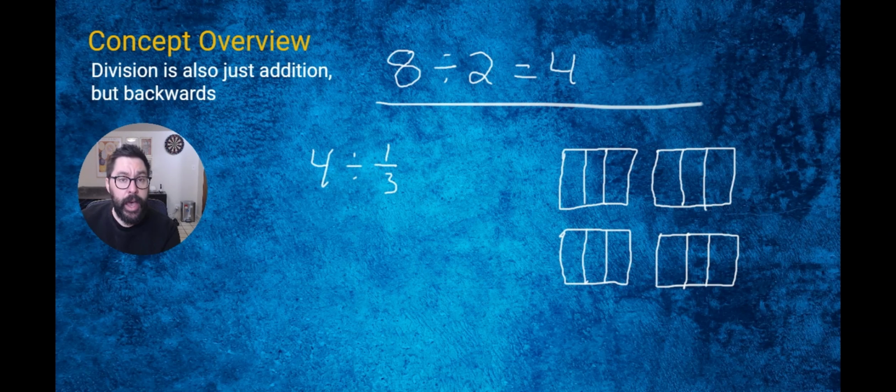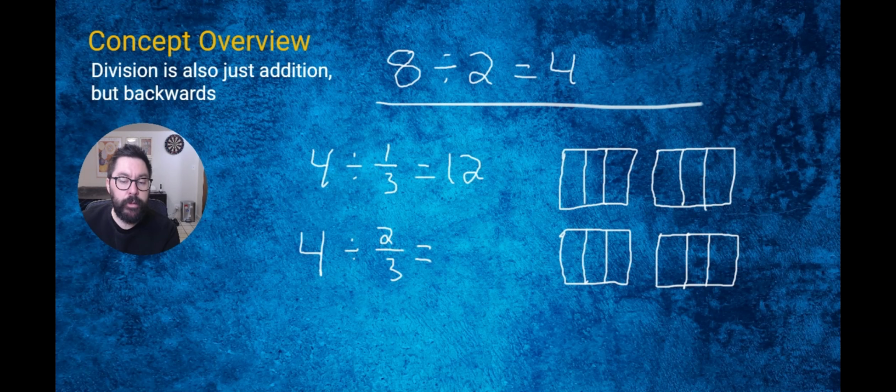Okay, so how many times do we add a third to get all 4 full boxes? Well, in this case, we can just count 1, 2, 3, 4, 5, 6, 7, 8, 9, 10, 11, 12. So 4 divided by 1/3 is going to be 12. And again, maybe you're looking for a connection, a pattern between these numbers that you see here in this answer of 12. All right, the very last thing we will look at before just jumping into all the practice problems is, what about 4 divided by 2/3? How do we figure that out?